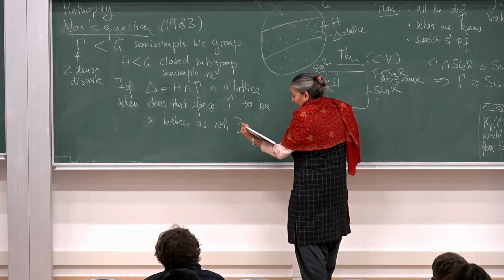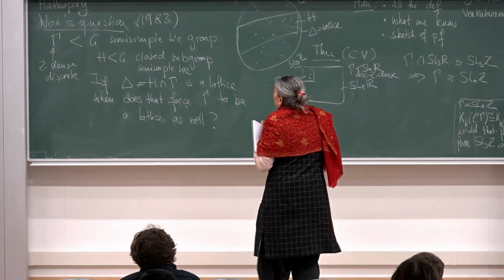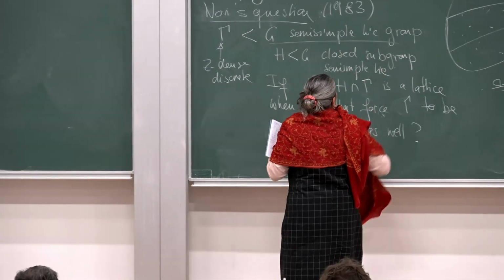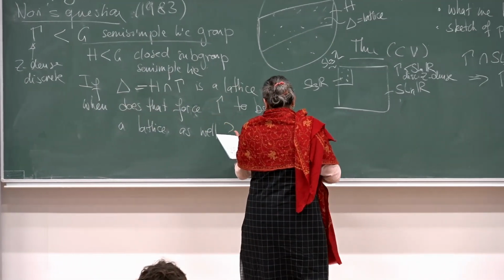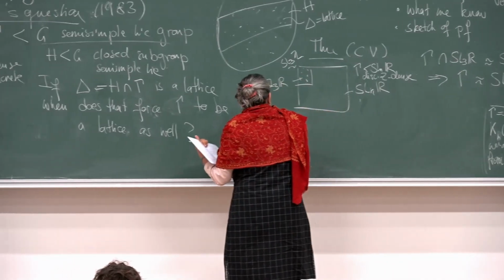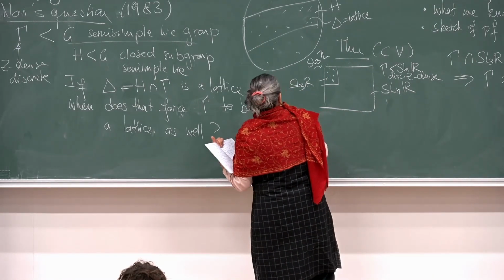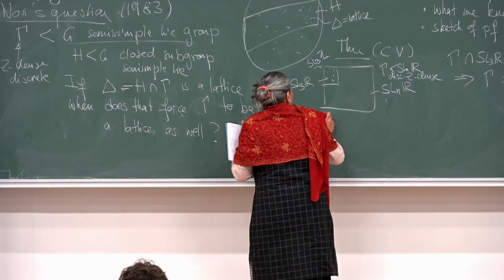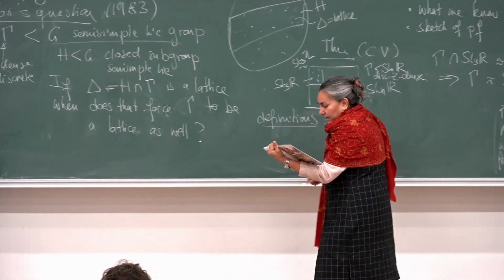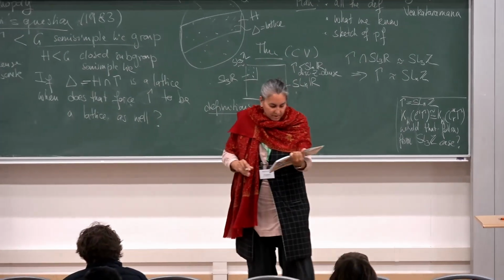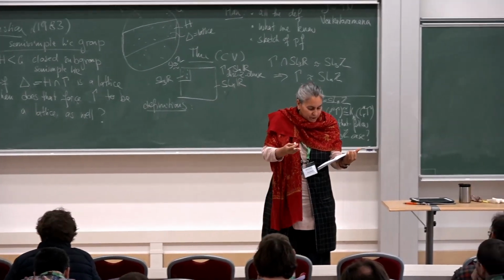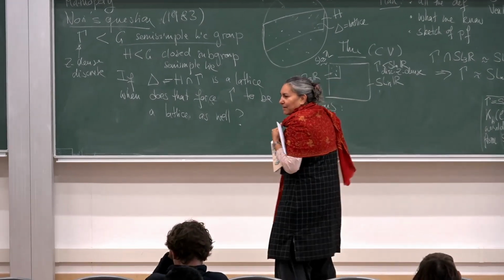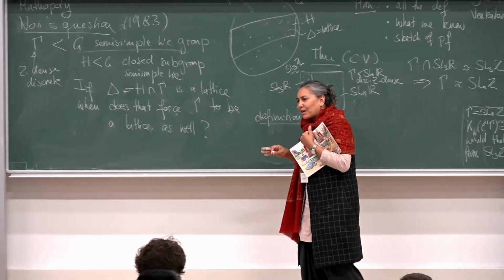Okay, right. So Nori's question. It's about semi-simple algebraic groups. So the definitions. I'm not going to define semi-simple algebraic group, but just tell you that for me, it's just SL_n(R), or SL_n(R) cross SL_n(R).